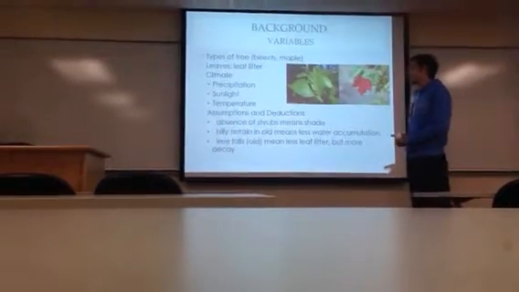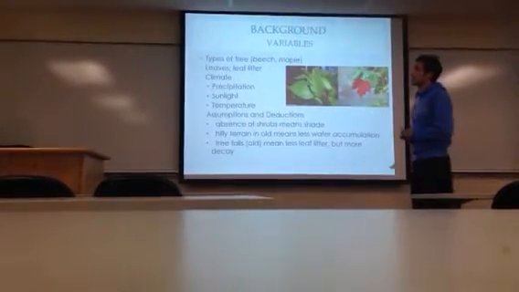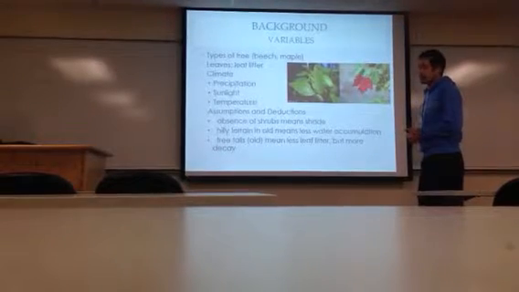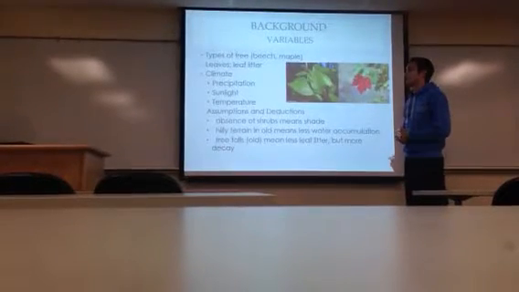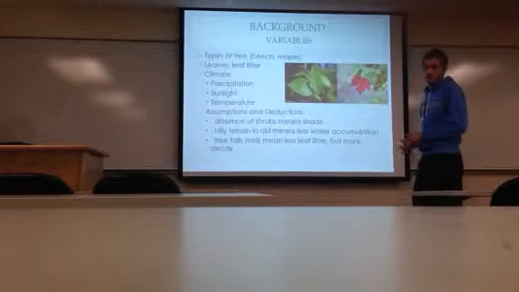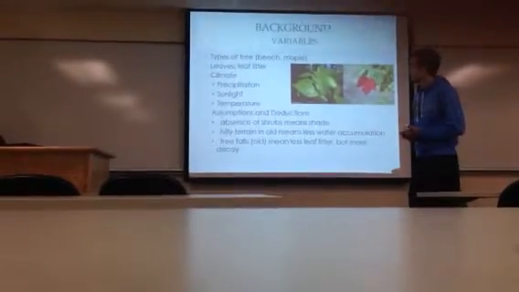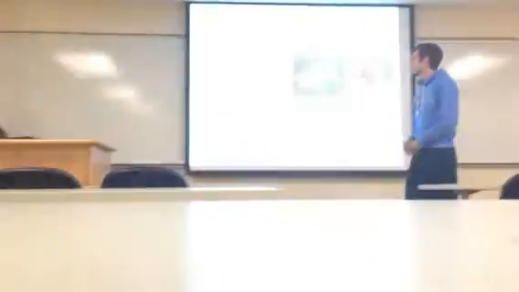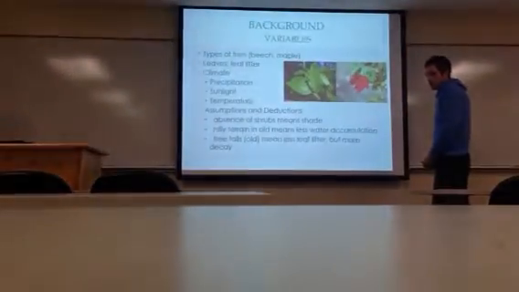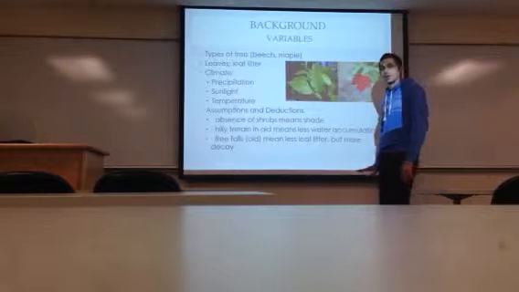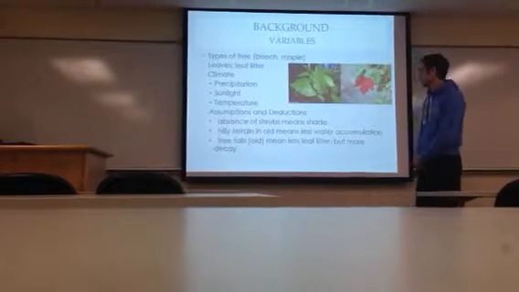The variables that could go into our investigation would be the types of trees. There was beech and maple. The climate, such as precipitation, the amount of sunlight each site received, also the temperature, and also that one site was more hilly while the other site was a little more level.